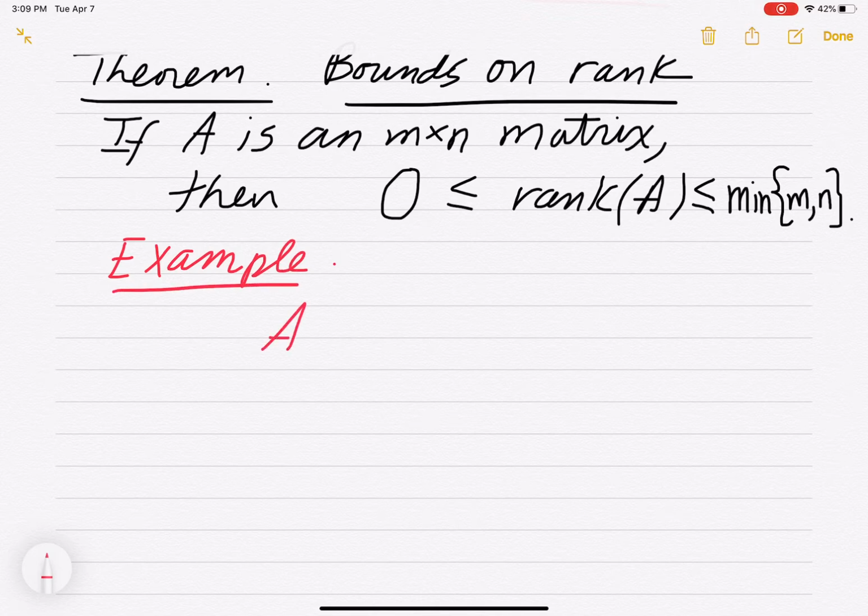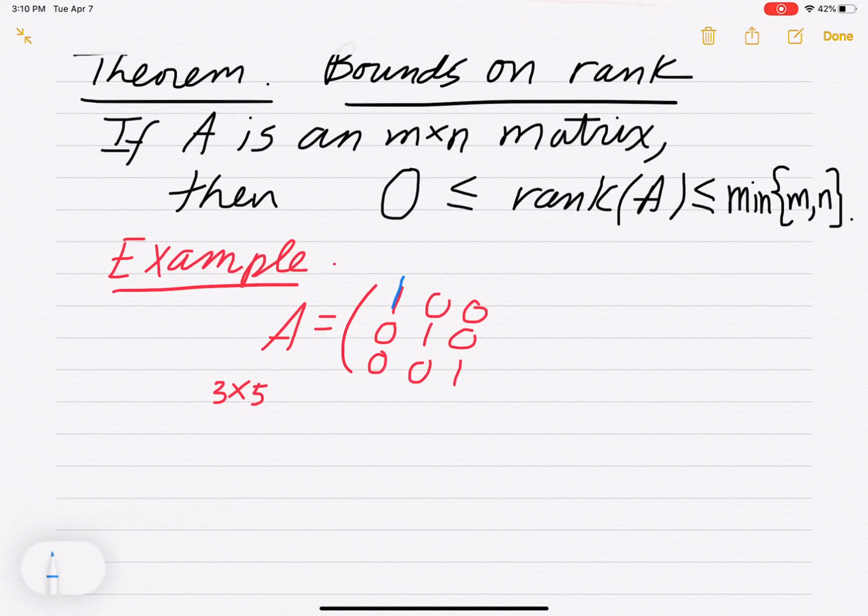If I had a 3 by 5 matrix with 1, 0, 0, 0, 1, 0, 0, 0, 1, I'm limited by the number of rows I have here, right? I can't have any more pivot columns. The most I can have is 3. That's the most number of pivot columns I can have.